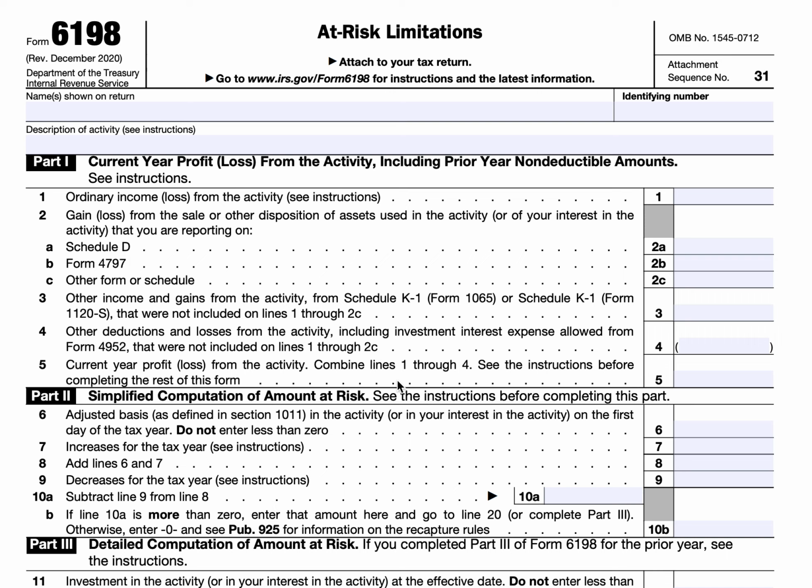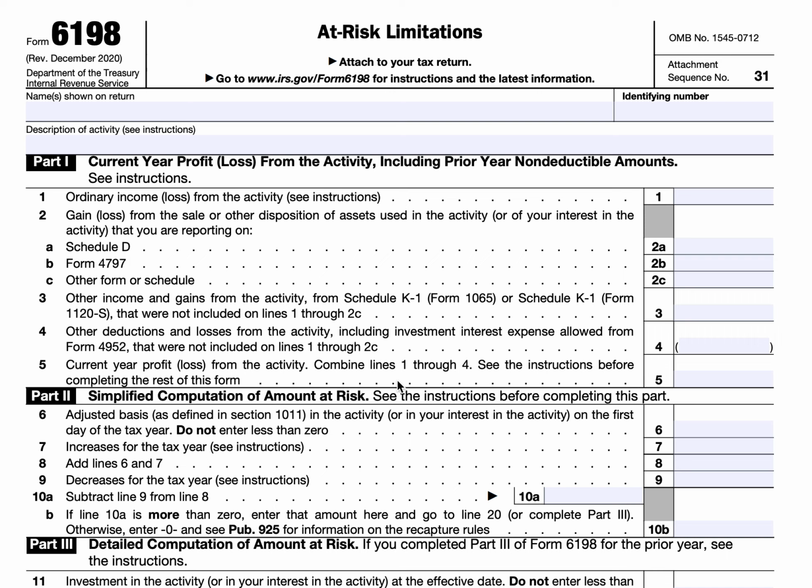So if you're not sure about whether or not your investment is completely at risk, partially at risk, or not at risk, then you should probably talk to your accountant. But generally speaking, you would be completing this tax form if you have some sort of arrangement that provides protection against a complete loss. And in that case, your tax write-offs can be limited. And using Form 6198 is the way to calculate that limitation.